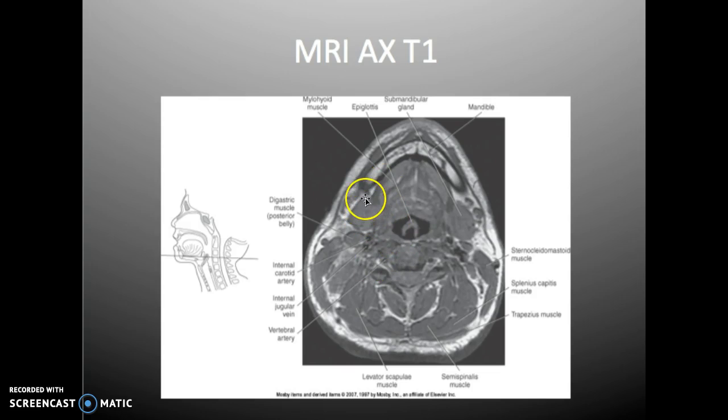MRI T1, looking here, this is your mandible, so we're up pretty high. You got to look to see where we're slicing. You have your epiglottis, so this would be your soft palate right in here. Oh, nope, I lied. That's too low, so sorry about that. So looking here, this is your sternocleidomastoid muscle. You have your trapezius with your splenius capitis and your semispinalis muscle. And then you have your levator scapulae muscle there. And internal carotid with your internal jugular.